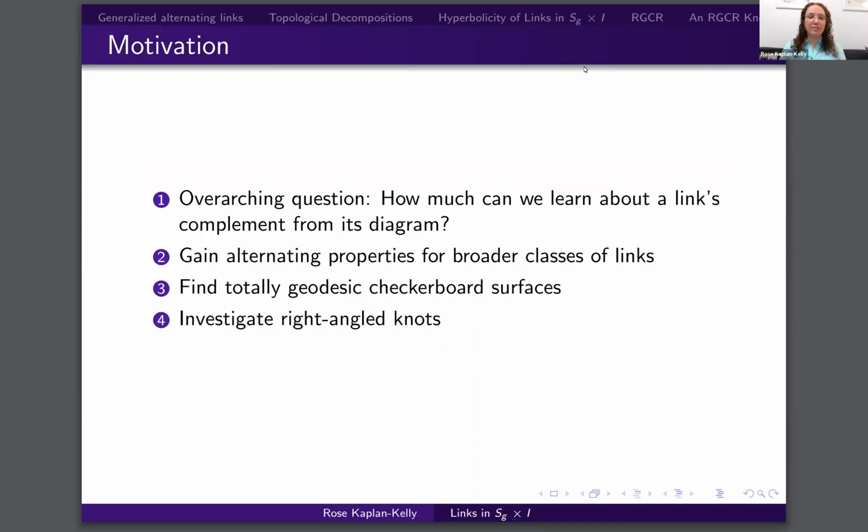I'm going to start with some motivation. First, we have this overarching question, which is how much can we learn about the geometry of a link's complement from the link diagrams? A family of links that have been very helpful for this is the family of alternating links. So a follow-up question is, can we gain those same nice properties of alternating links for broader families of links? Another motivation behind this work is finding totally geodesic surfaces in link complements and investigating the possibility of right-angled knots.